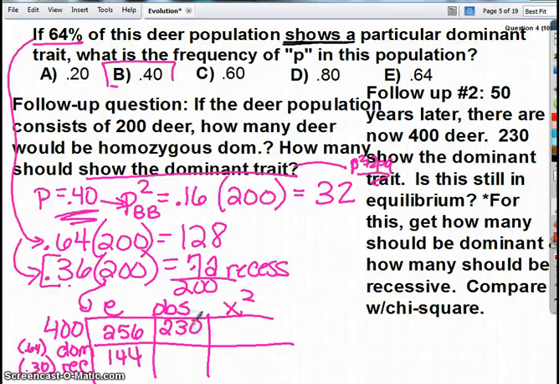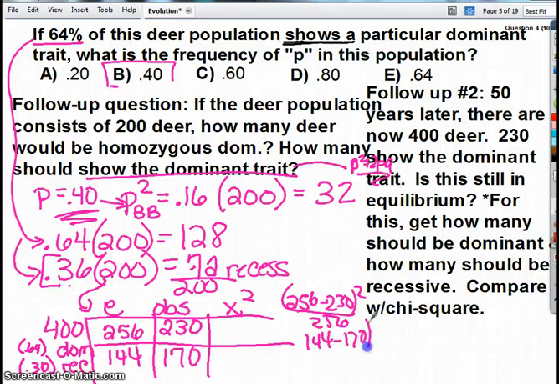We can subtract, and we would know that 170 must have shown the recessive trait, because these add up to 400. If we then plug this into our chi-square, I'm not going to spend too much time on this because you're already supposed to know how to do this, but it would basically be (256 minus 230) squared over 256. And then for our other one, it's going to be (144 minus 170) squared over 144.